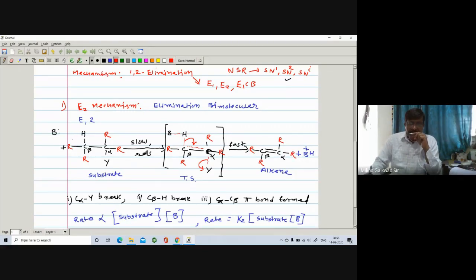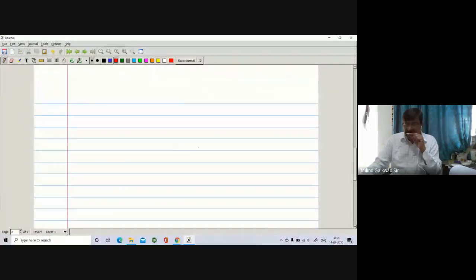So here, one of the required conditions is that there must be the presence of a beta hydrogen atom. So there must be the presence of a C beta H bond for the E2 mechanism, that is a beta elimination reaction. Okay, so it is the E2 mechanism. It is just similar to your SN2 mechanism.